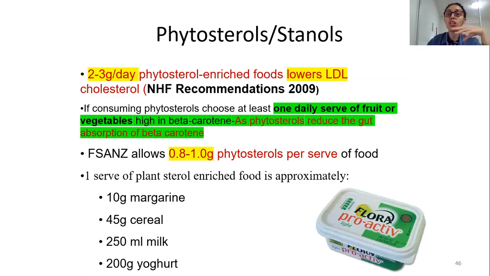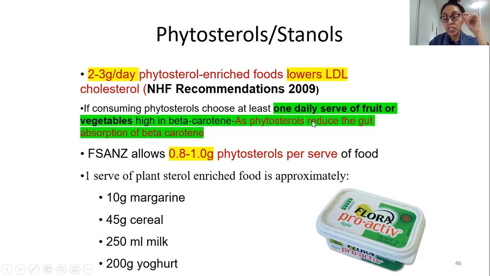Predominantly in the food industry, in our food market, you have fortified products with phytosterols and stanols. Okay, so 2 to 3 grams per day of phytosterol enriched food is shown to decrease your LDL level. Okay, which is good. All right, and the FSANZ recommendation is 0.8 to 1 gram of phytosterol per serve. So what is that per serve? So say 10 grams of margarine will have approximately 1 gram of phytosterol. Okay, and then if you're having phytosterol enriched cereal, milk, etc., that all would add on to it.